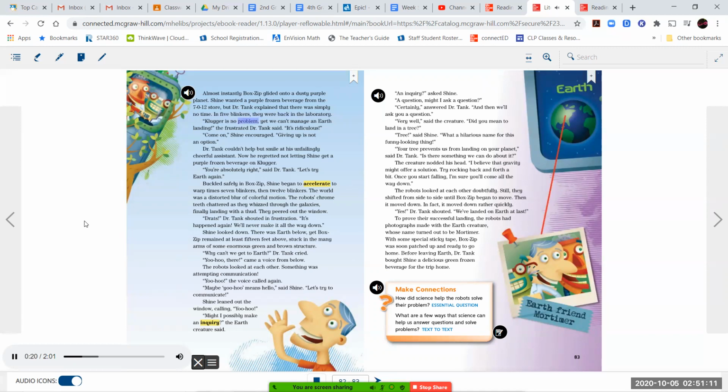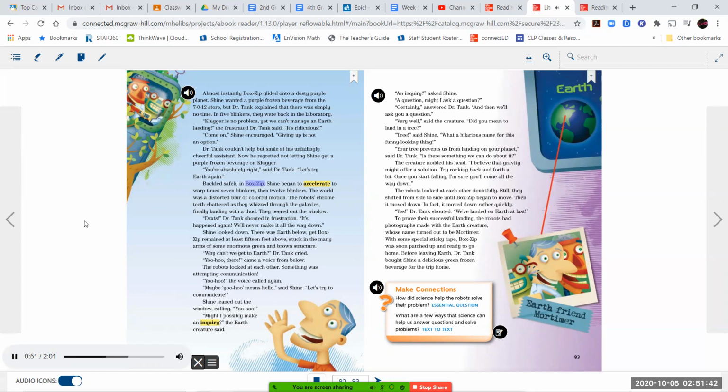"Clugger is no problem, yet we can't manage an Earth landing," the frustrated Dr. Tank said. "It's ridiculous." "Come on," Shine encouraged. "Giving up is not an option." Dr. Tank couldn't help but smile at his unfailingly cheerful assistant. Now he regretted not letting Shine get a purple frozen beverage on Clugger. "You're absolutely right," said Dr. Tank. "Let's try Earth again."